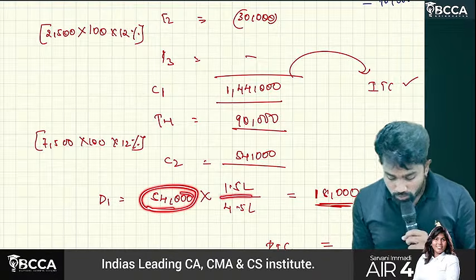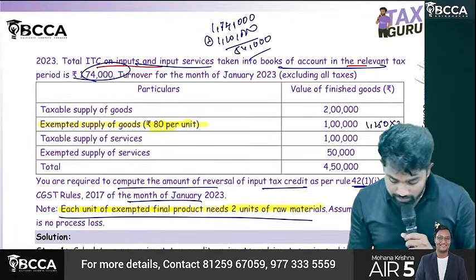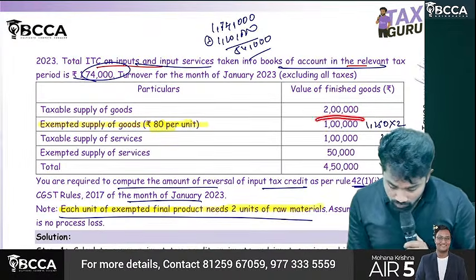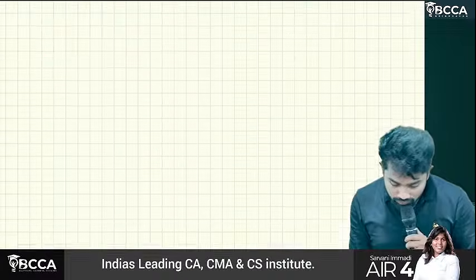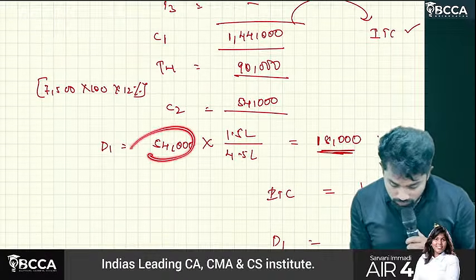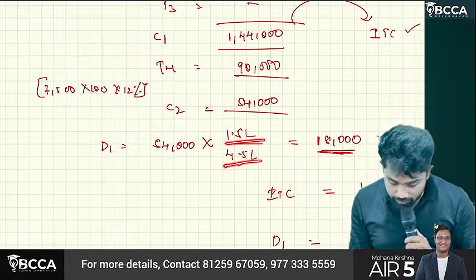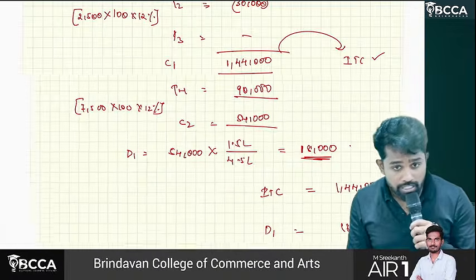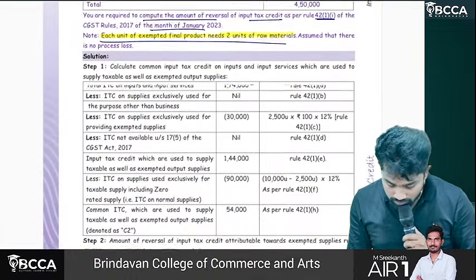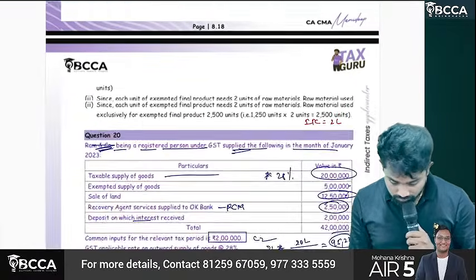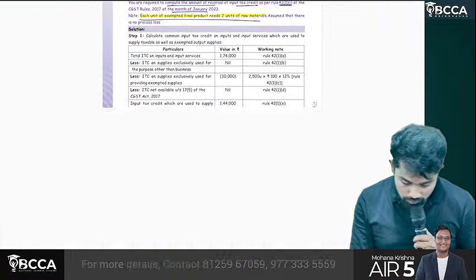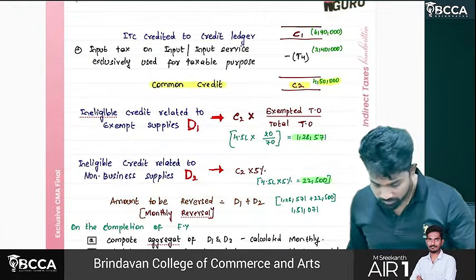54,000 into, sir, here you can calculate exempted turnover, sir. What is exempted turnover? This 1 lakh and this 50,000. Total how much, sir? 1,50,000. So then 54,000 into 1.5 divided by 4.5 lakhs. Now it is how much? 18,000. 18,000 is the ineligible credit. Okay, so now we are moving on to capital goods related.